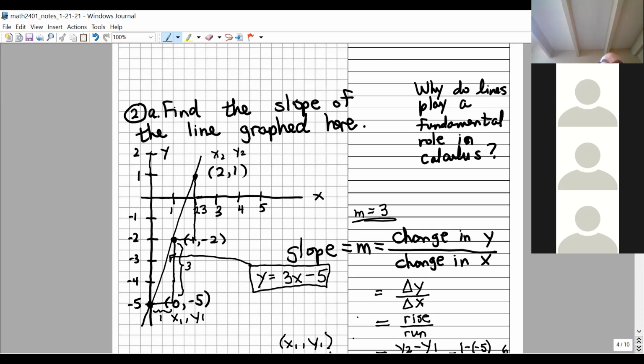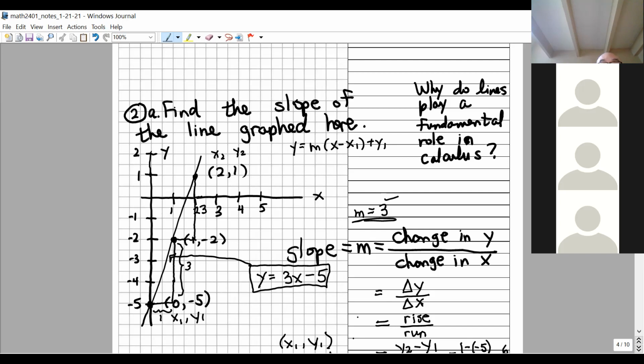Now, we can also use, by the way, the point-slope form. Remember, here's the point-slope form: y is equal to m times x minus x1, plus y1. And remember, the x1, y1 are the coordinates of some point on the line. It can be any point on the line. And m is the slope. Well, we already know the slope, right? We already calculated the slope.